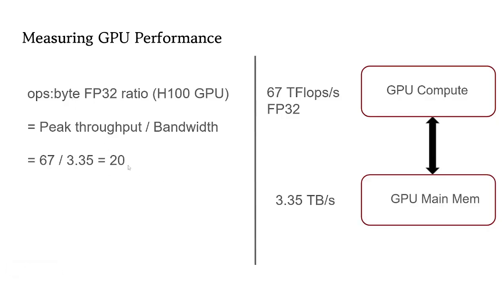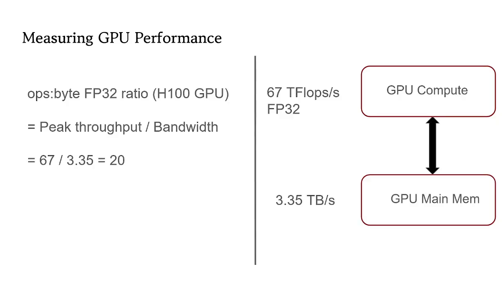So an ops byte ratio of 20 is not always easy to achieve. For every byte of data which I get from main memory, I have to do 20 operations. And FP32 is 4 bytes of data. So if I'm transferring a 32-bit number, it means that I have to do 80 operations on that to keep my compute fully utilized. And there aren't a lot of algorithms which require us to do 80 operations for every value we obtain from memory.